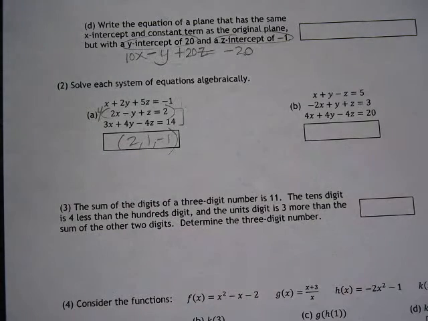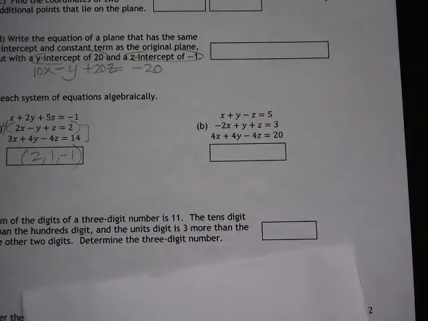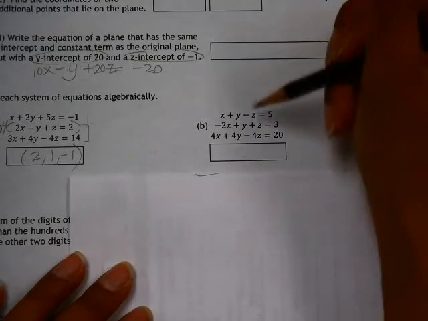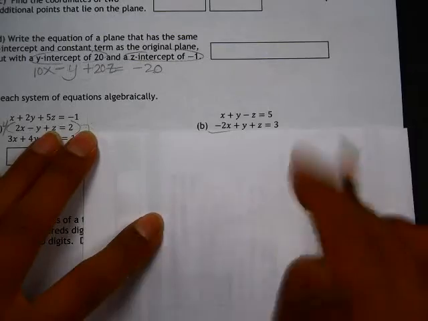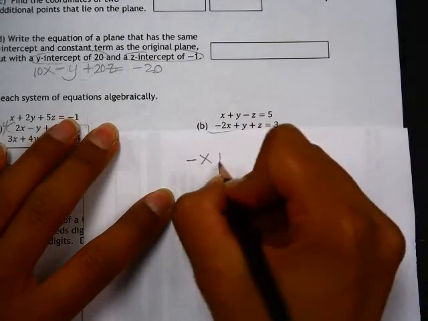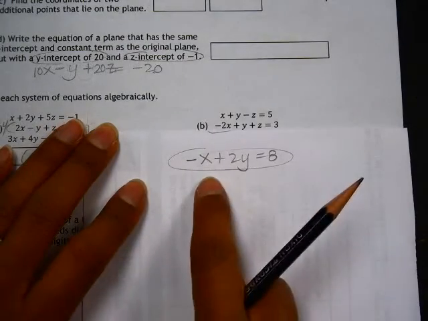All right, part B. Again, we want to try to eliminate a variable. So it looks like z is already ready to get eliminated here. So I'm going to add the first 2 equations together. Negative x plus 2y equals 8. Now I need another equation that has x and y.